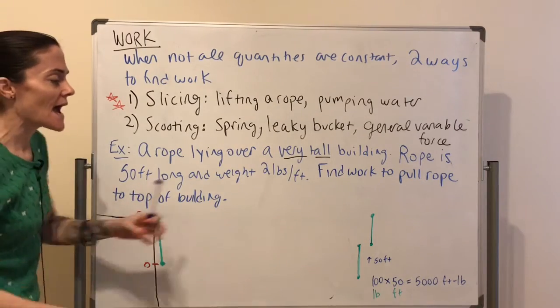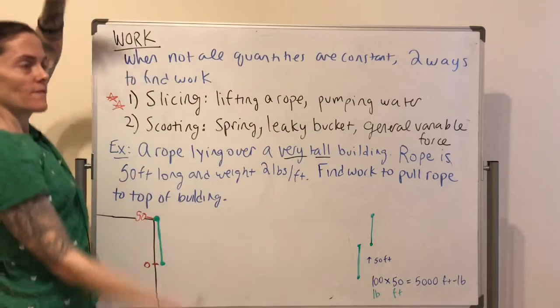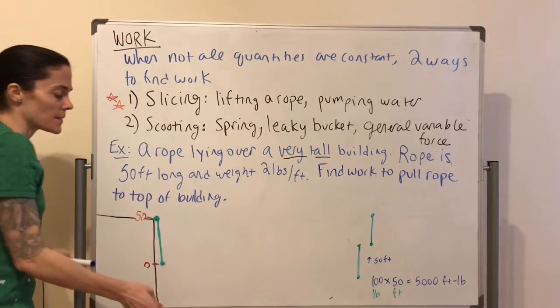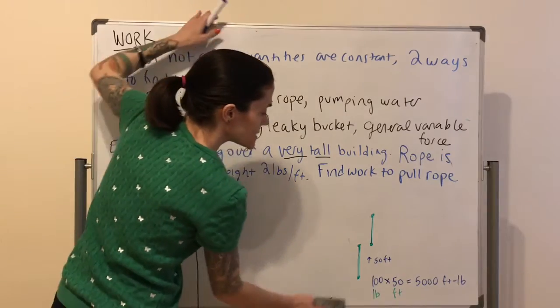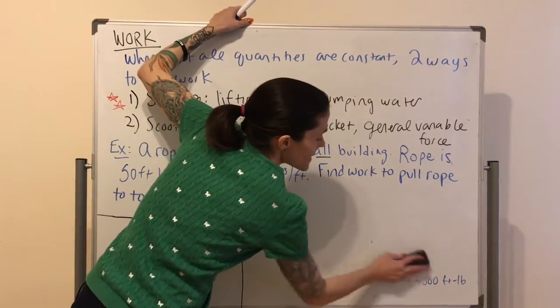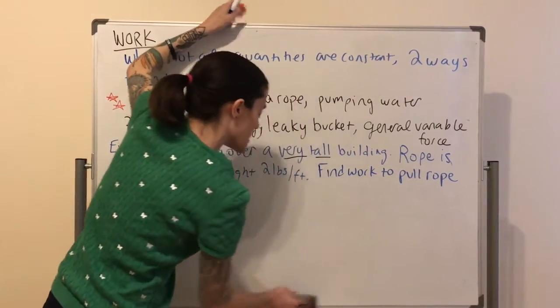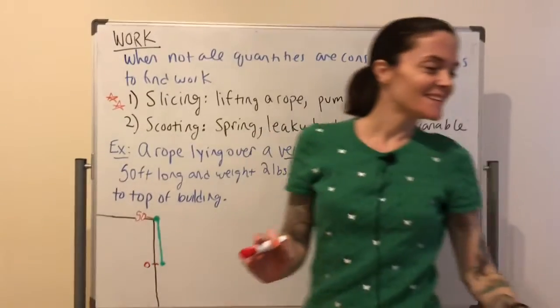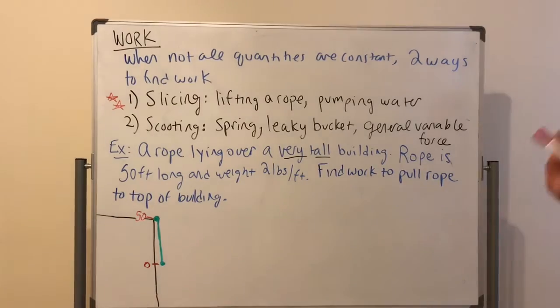So we do not have the entire rope moving 50 feet up. This is not the right calculation for this problem, okay? So we cannot just multiply force times distance here. So this is when we slice.